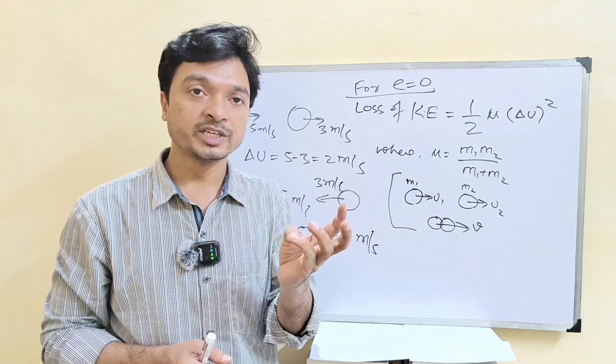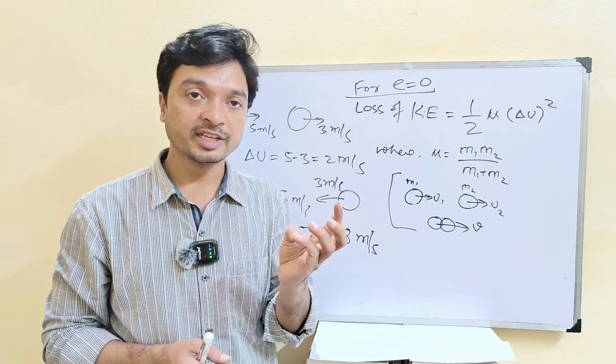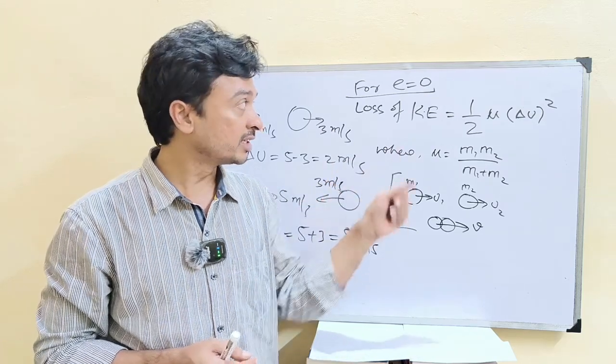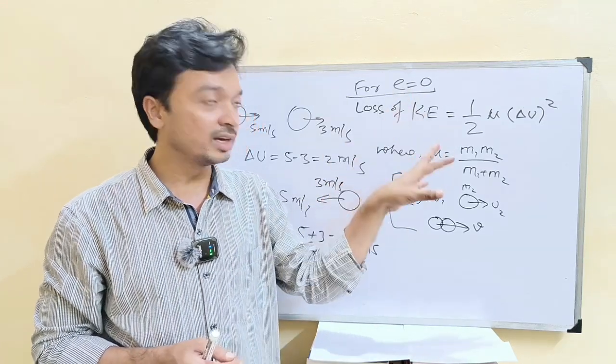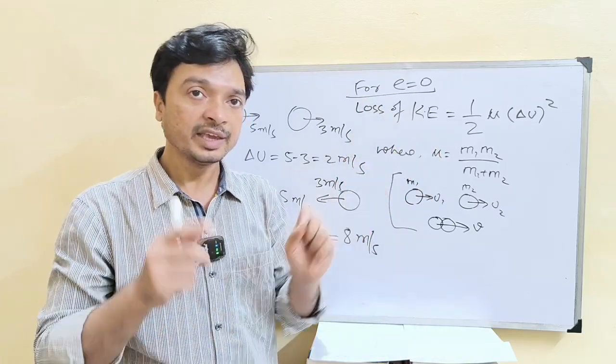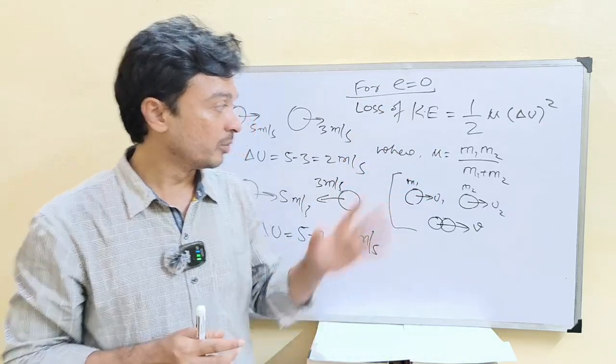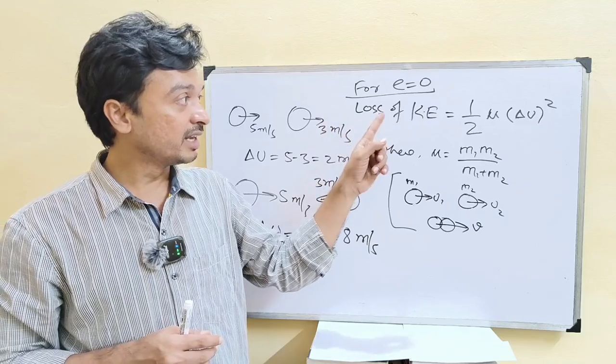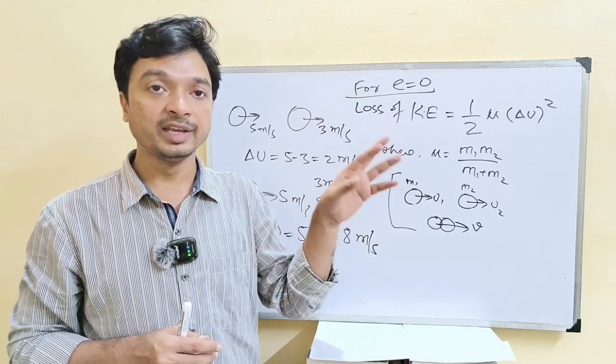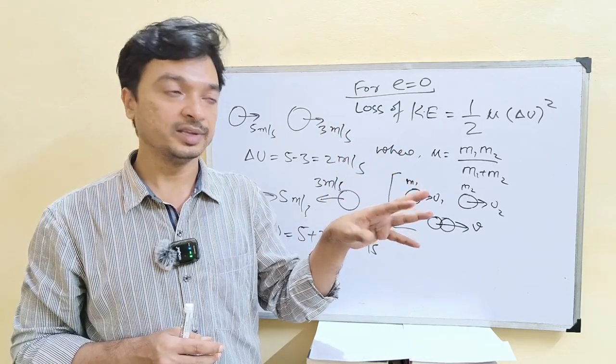What is the coefficient of restitution for a perfectly elastic collision? E is equal to 1. For a perfectly inelastic collision, E is equal to 0, and for a general inelastic collision, E is less than 1. Okay, momentum is always conserved, and kinetic energy is conserved only in a perfectly elastic collision, right?